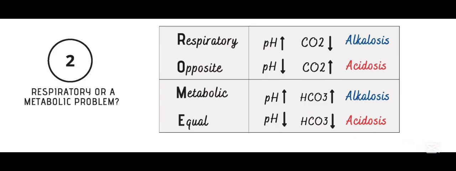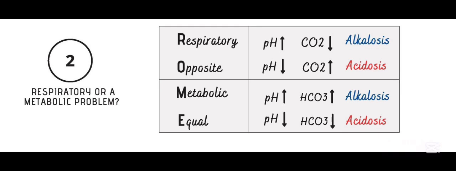Now apply the ROME trick: respiratory opposite and metabolic equal, an easy way to identify whether the disorder is respiratory or metabolic. After following the ROME trick, in respiratory alkalosis, pH goes up and CO2 goes down, opposites. In respiratory acidosis, pH drops and CO2 rises, again moving in opposite directions. So CO2 changes tell us about the respiratory cause.